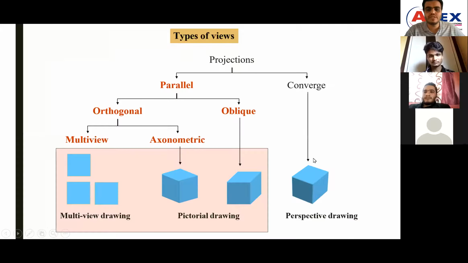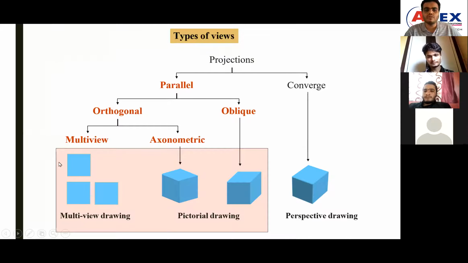So here we'll see the projections. Types of views: first we have parallel projection and converged projection. Converged projection is nothing but perspective drawing, where every edge is projected to a reference point. That is called perspective view. Next we come to parallel view. We have orthogonal view and oblique view.